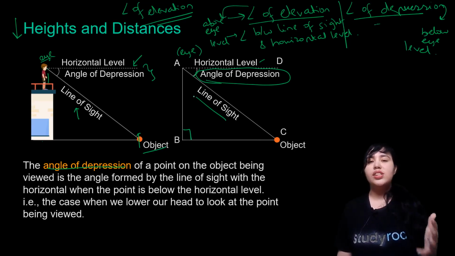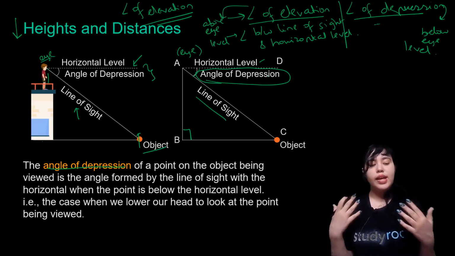So the main focus in this chapter would be to find the distance between two or more places, or to find the height of an object, or in very rare cases where you have to find out the angle which is being subtended. It could be of depression or it could be of elevation.